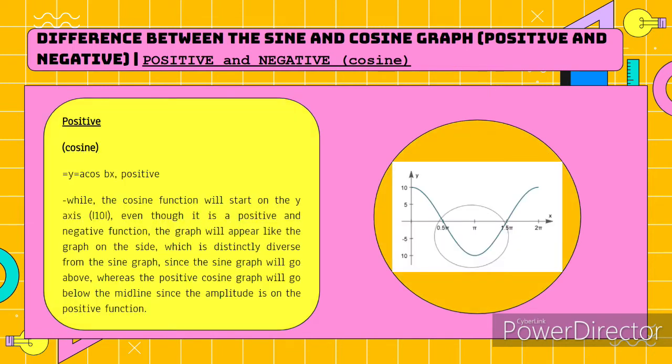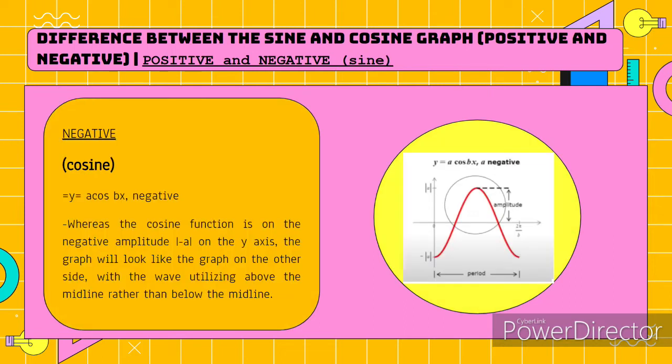The next part is the cosine function, involving positive and negative factors. The positive cosine function will start on the y-axis, where the amplitude is positive 10 on the given graph. The graph will appear like the graph on the side, which is distinctly different from the sine graph, since the positive sine graph will go above the midline, whereas the positive cosine graph will go below the midline.